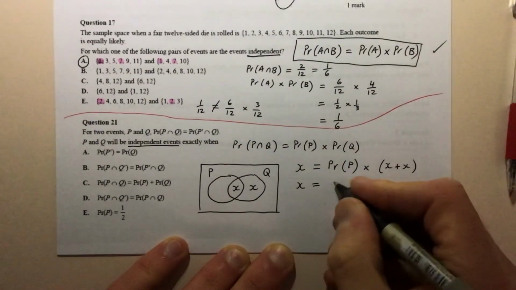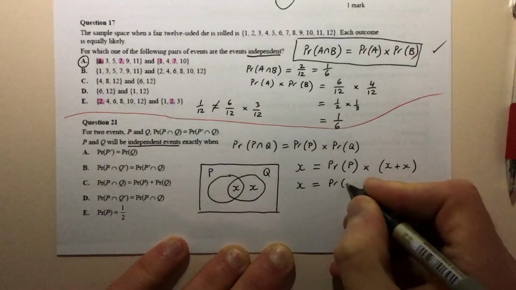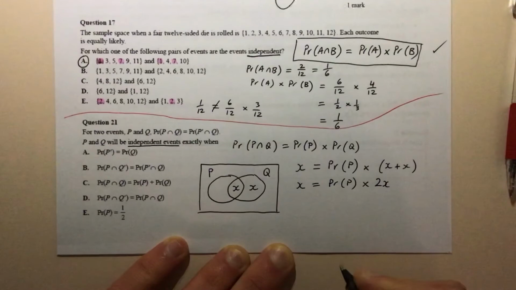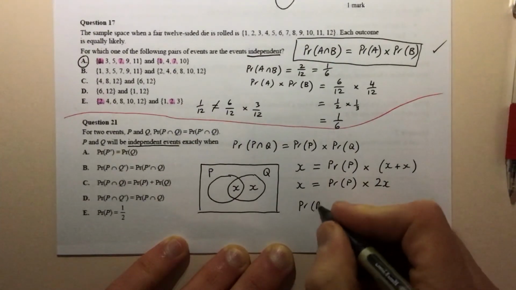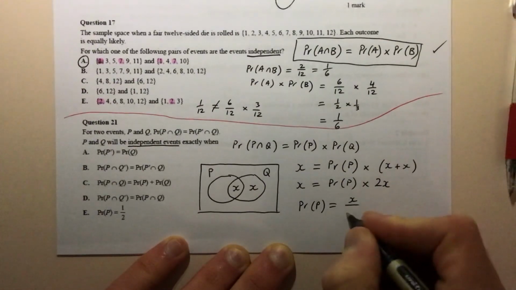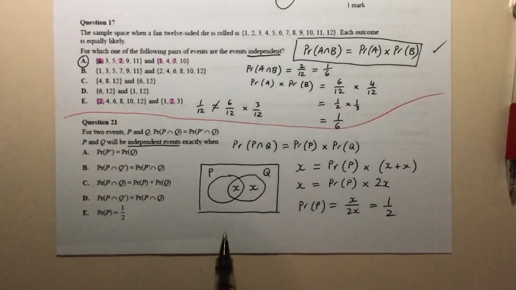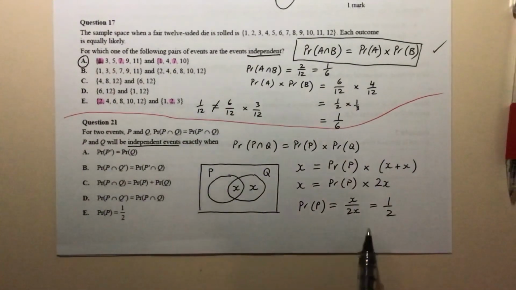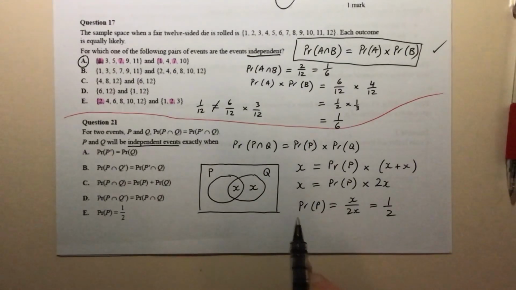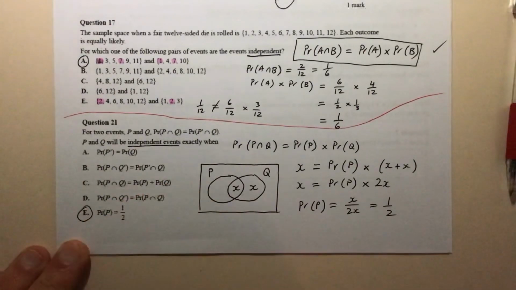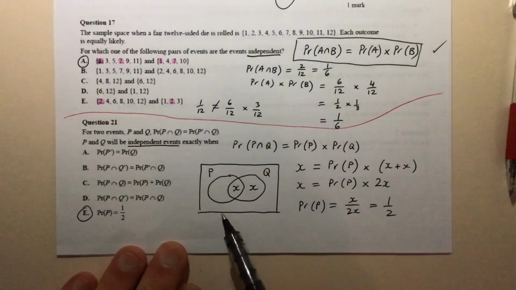And so what this is giving me is that X is equal to the probability of P times 2X. And if I were to divide both sides by 2X, I would get the probability of P equals X over 2X, which of course is just a half. So from the information we had and applying it in a Venn diagram, we can see that for the events to be independent, the probability of P needs to equal 1/2, and that is what option E says.